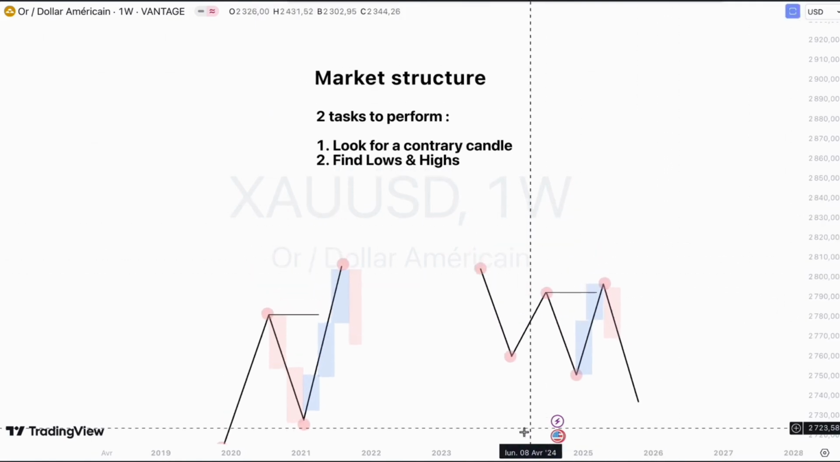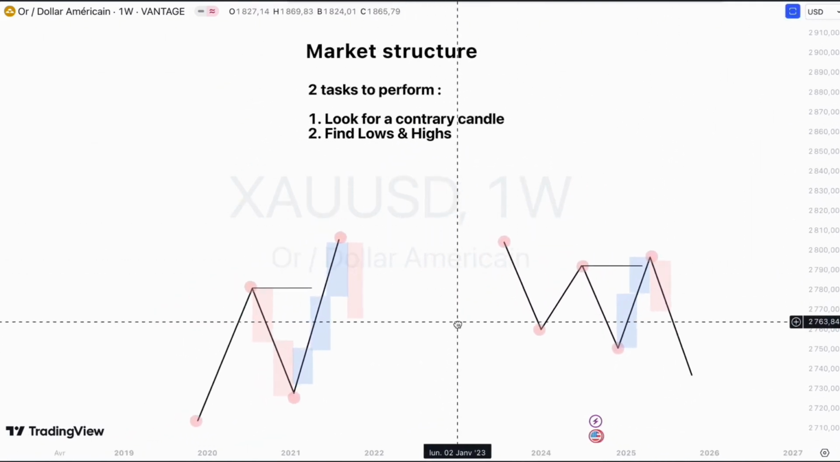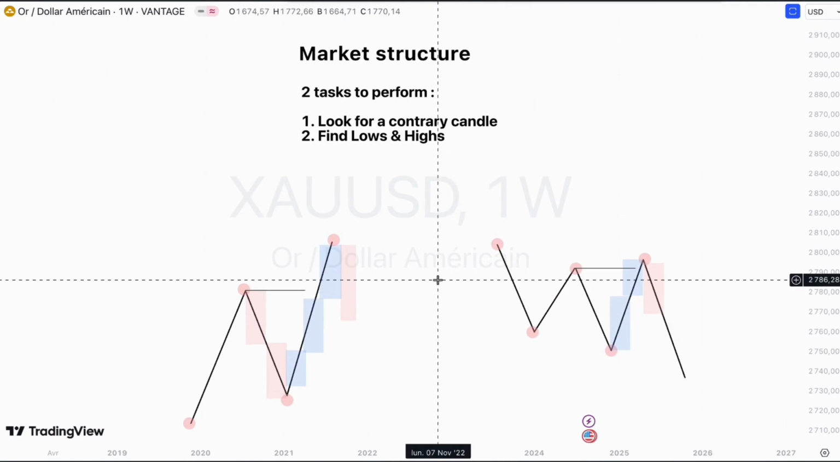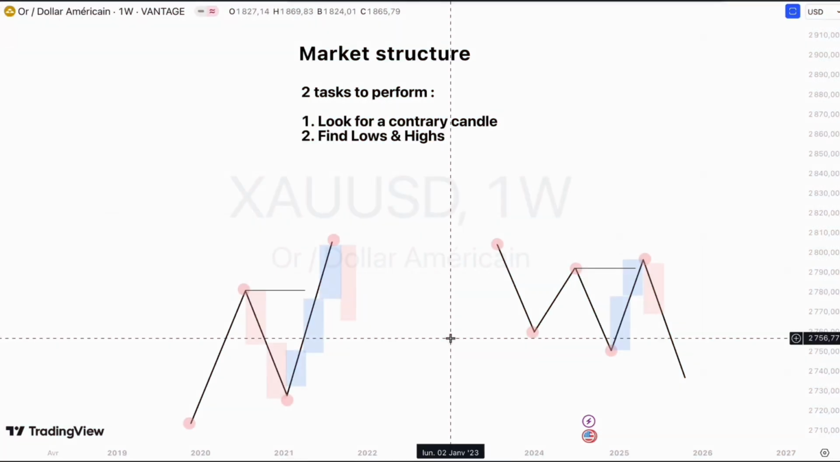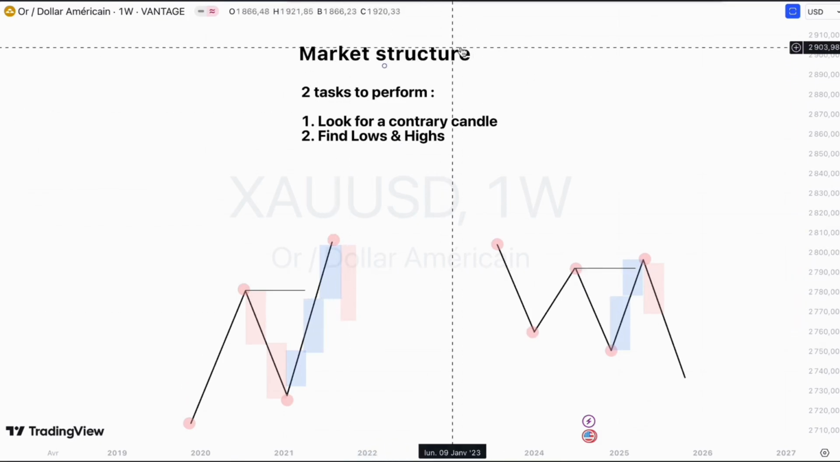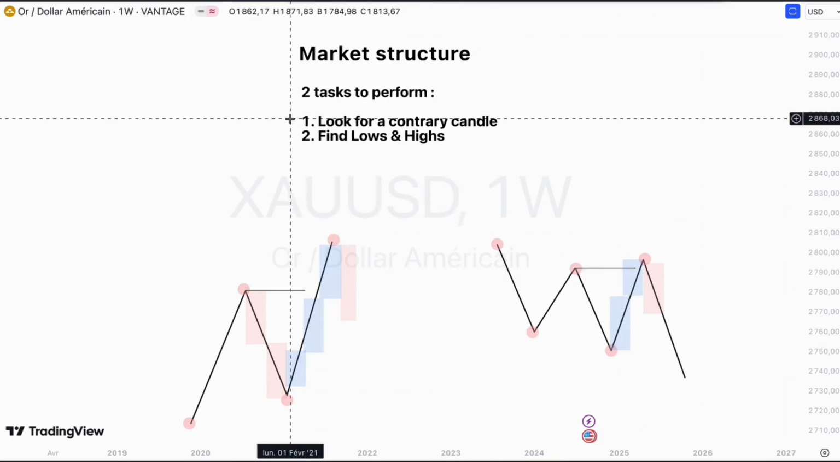I assure you, in this video, for each concept we will cover theoretically, I will provide a practical example and give you a correction so that you can apply it from home. And by the end of this video, you will be fully capable of trading. So the first thing we will have is the market structure, as I just mentioned, and we have 2 tasks to perform. The 2 tasks are simple.